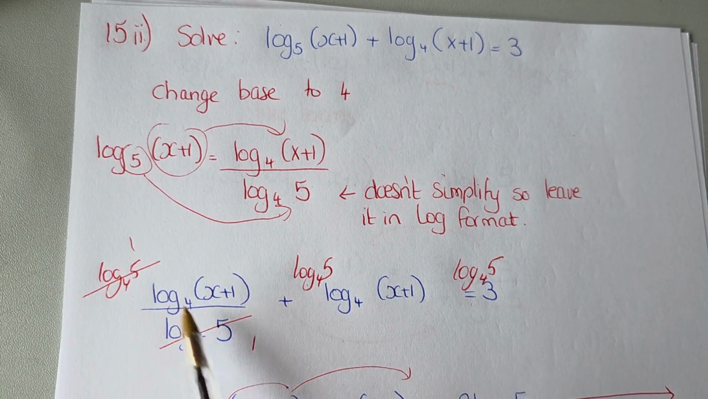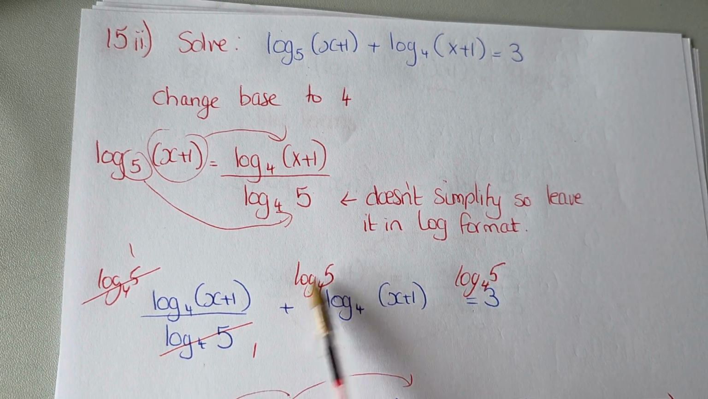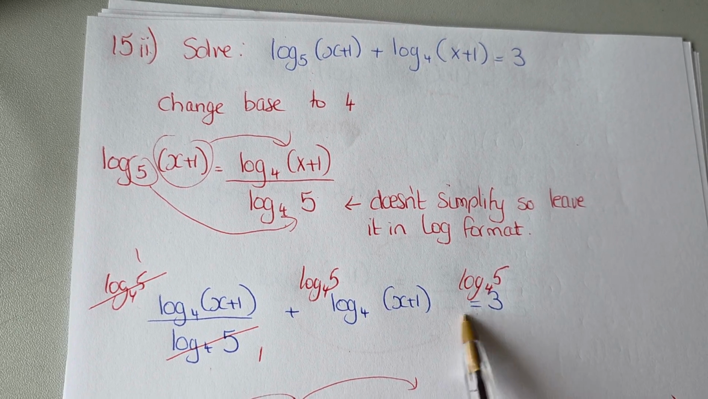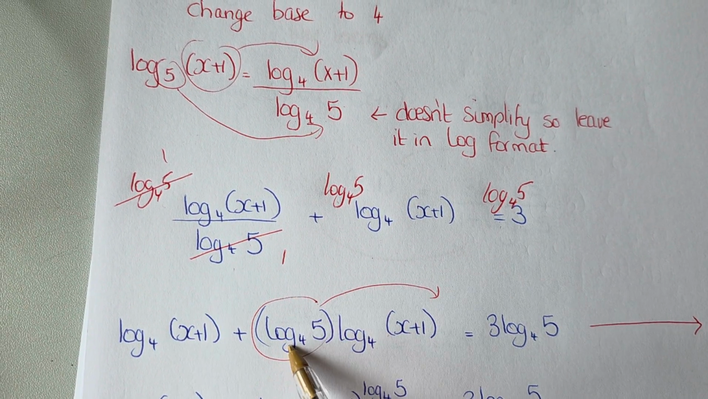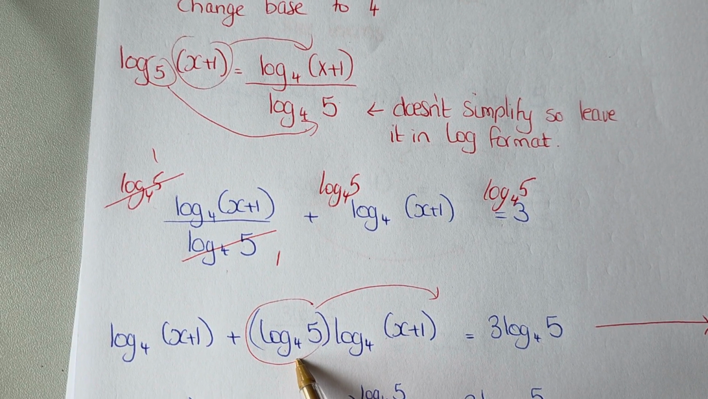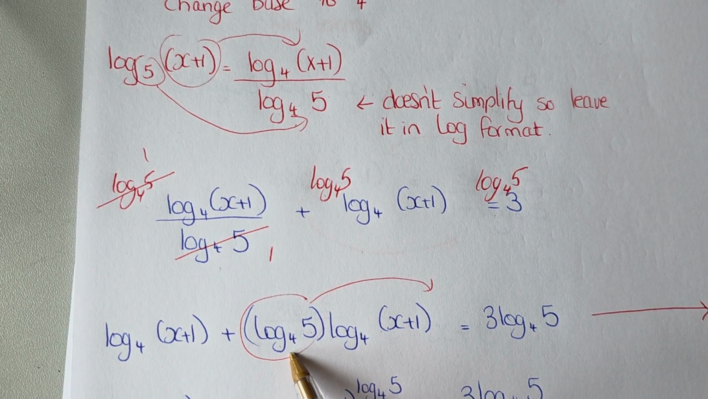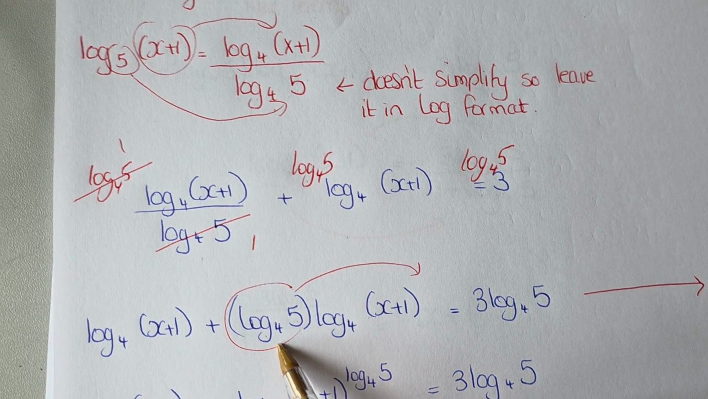So then you're just left with 1 times the log of that, plus the log 5 base 4 multiplied by this, which is equal to 3 times the log of 5 base 4. Okay, now remember, log 5 base 4 is just a constant. It's that big decimal on the calculator, okay? It's not a variable, right?